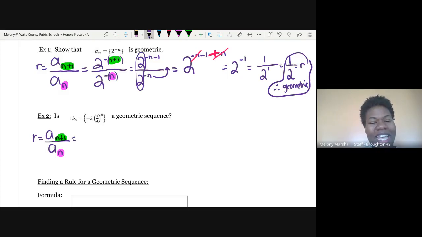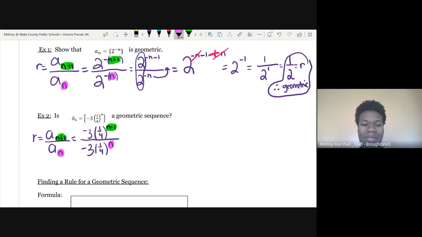If you paused, welcome back. Let's keep on going. So this is negative 3 times 1/4 to the n plus 1. And remember, I got that from putting n plus 1 on top. And then negative 3 times 1/4 to the n. And remember, I got that from putting n on the bottom. And then we're going to do it the same way we just did example number 1.